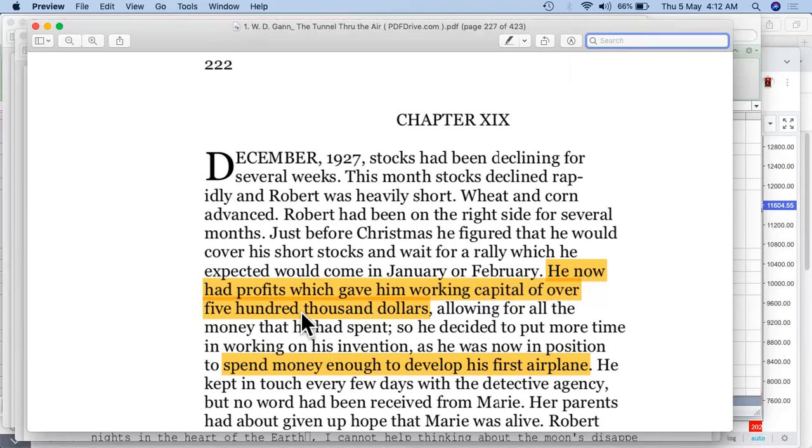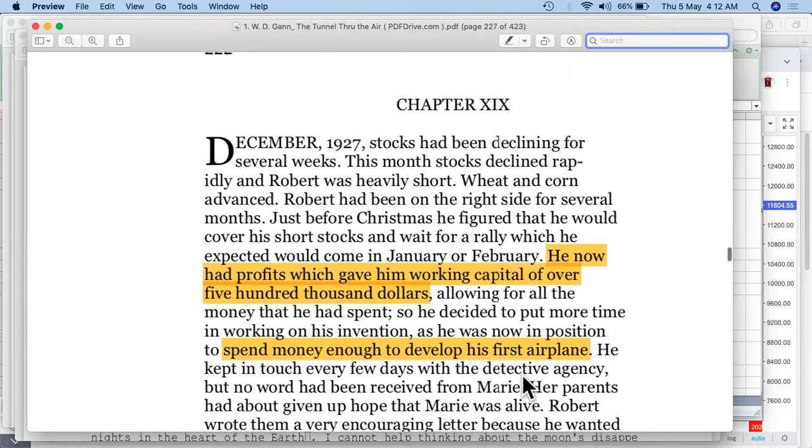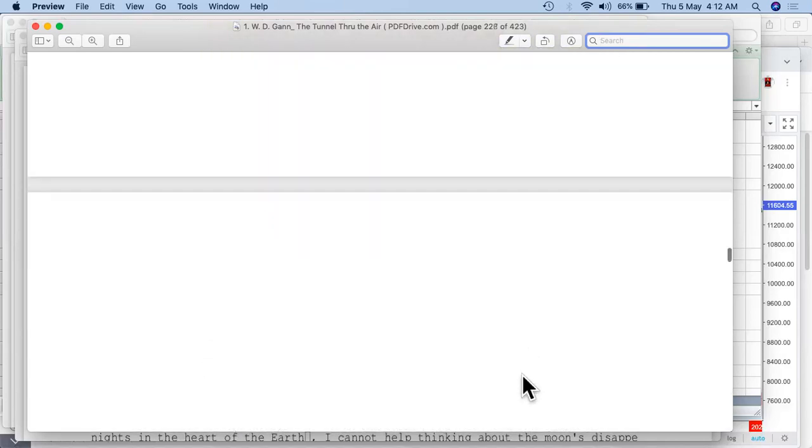So he now had profits which gave him working capital of over $500,000. He wanted to spend on his place. So this chapter is more about his discoveries. So we'll just quickly go through those things.